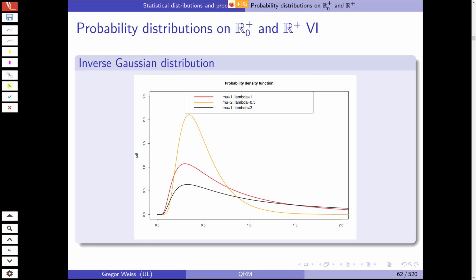In BigBlueButton, is the slide on BBB still at the outline slide? No, it has actually moved on to slide 62 now.